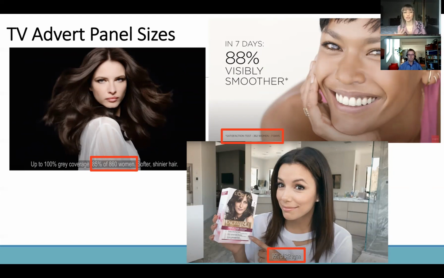So one's about softer, shinier hair, where 85% of our 860 women are agreeing. The other one, which has got Eva Longoria, is all about a colour match, and we're getting that colour match. And obviously they need to have a large panel size for that. So that was 95% of 342 people agree. And again, for a skincare product, we're looking at 362 women over 7 days to say 88% said their skin's visibly smoother. These are really reliable results and really good to use in their marketing.